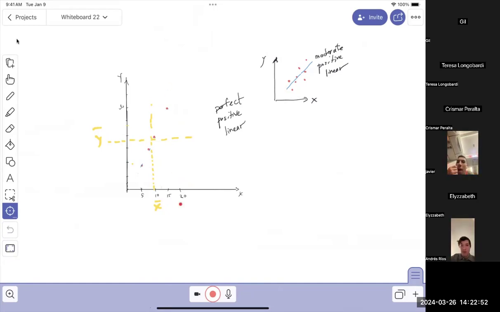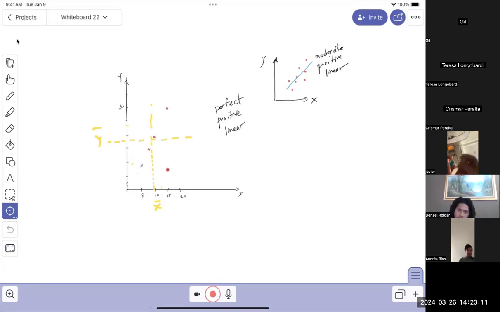When X is above its mean, where does Y show up? Where are the pairs of data? Do they show up above the mean of Y or below the mean of Y? When X is high, Y is high. What about when X is below the mean of X? Where does Y end up? Below the mean of Y or above the mean of Y when X is below?